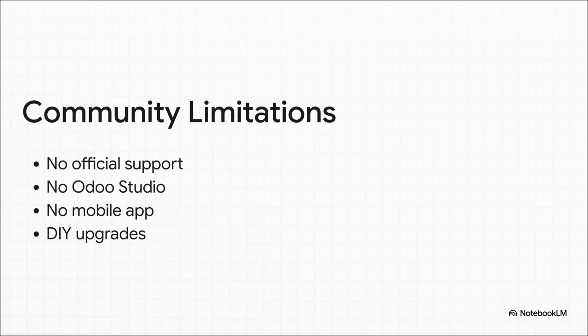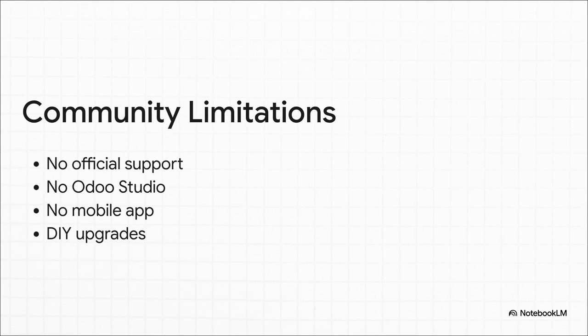So Community is the free open source edition released under the LGPL v3 license. You can just download it, tweak the source code, host it yourself, and run core modules like CRM, sales, and inventory without paying a single cent in licensing fees. And hey, for a startup just testing the waters, that sounds incredibly attractive. But we really need to expose the illusion of free here. There are some serious limitations.